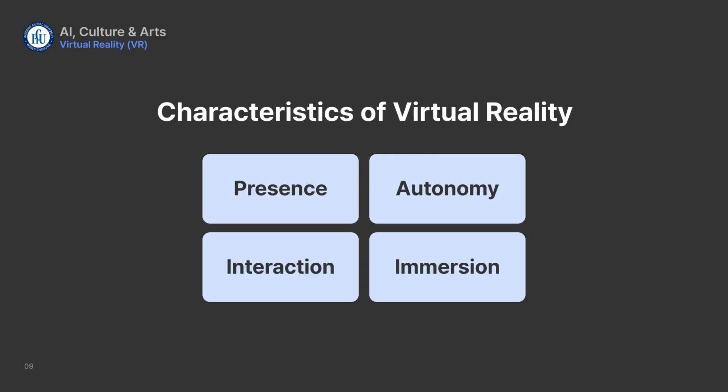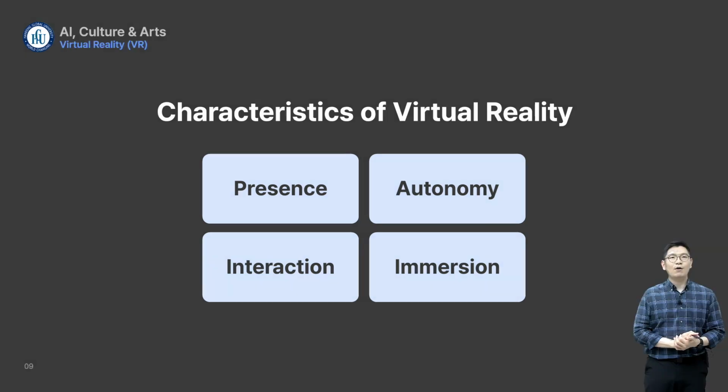Meanwhile, there are 4 main characteristics of virtual reality. As you can see, presence, autonomy, interaction, and immersion. The first, presence, where you feel like you are in a different world. Secondly, autonomy, where you can move and act freely within the virtual environment. The third characteristic is interaction, which allows users to manipulate virtual objects and receive feedback. Lastly, immersion, where you can deeply engage with a virtual world.